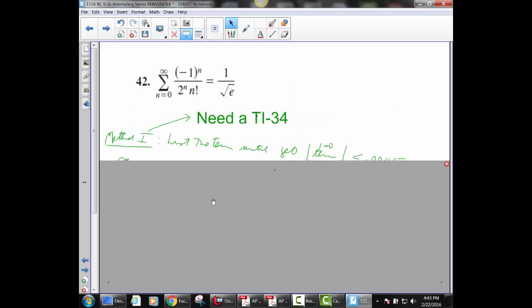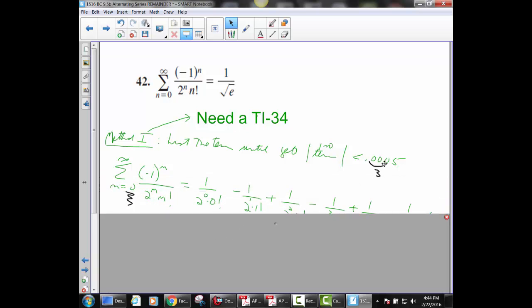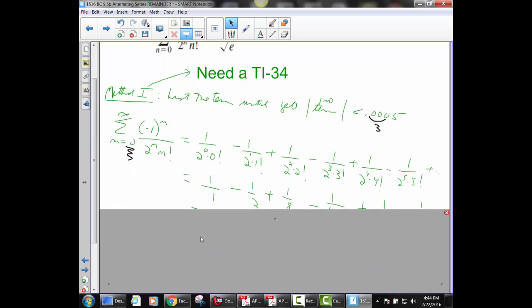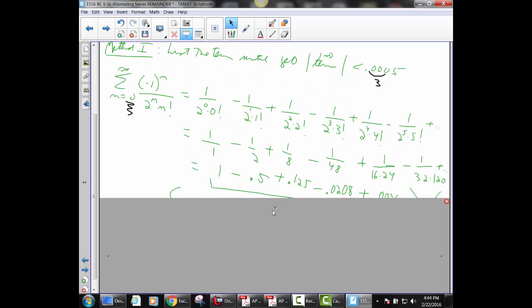All right, so first method. List the terms until you get the first term whose absolute value is less than 3 decimal places. Remember, we want an error of less than 0.001, so we need to go 1 place further than that. So 3 decimal places means we need 3 zeros and a 5. Okay, so here is our series right here. If you actually wrote out the terms, be careful, it does start at 0. -1 to the 0 is positive, 2 to the 0 is 1, 0 factorial turns out it's 1. So you go up to, now I don't know how far to go, so I'm just kind of guessing here that I've gone far enough.